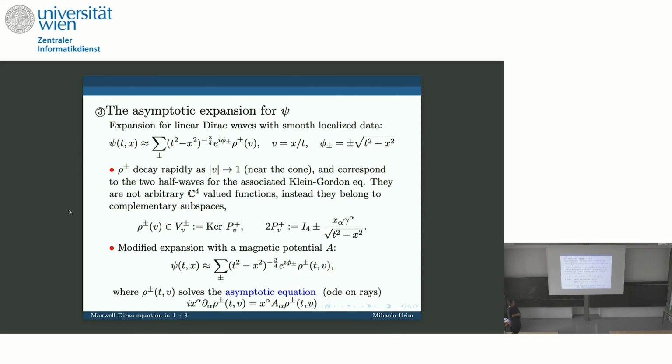I want to make a comment. I've been asked, how are those projections different from the Klein-Gordon projections that people use? You are going to use the linear equation, go on the Fourier side, and split your solution into positive frequency and negative frequency, so those are your half waves. This is not the same projection, actually. This is a projection that lives on the physical space, not on the Fourier side.